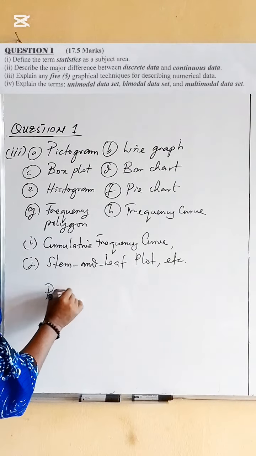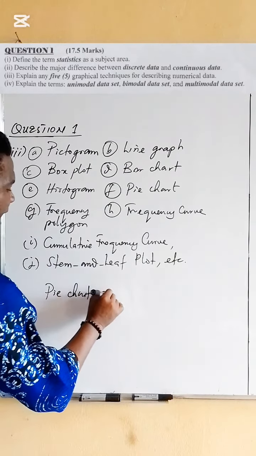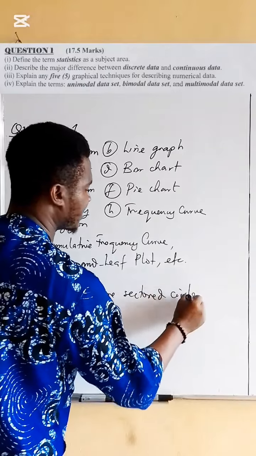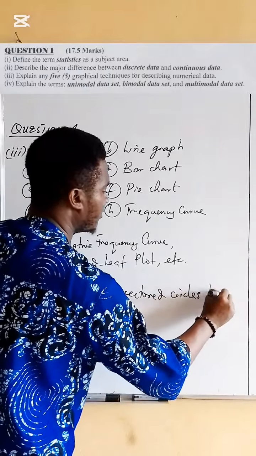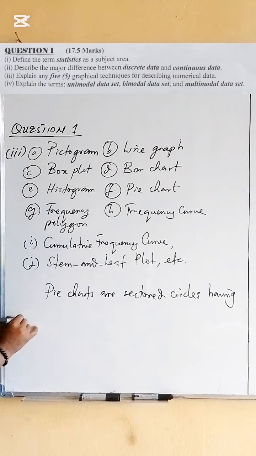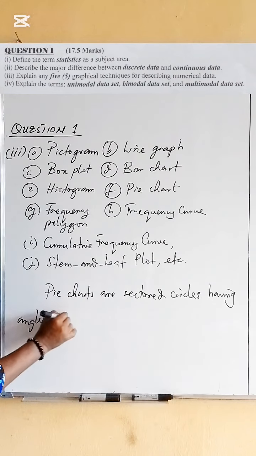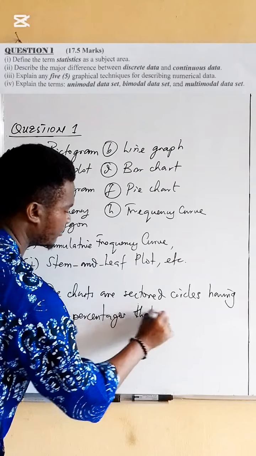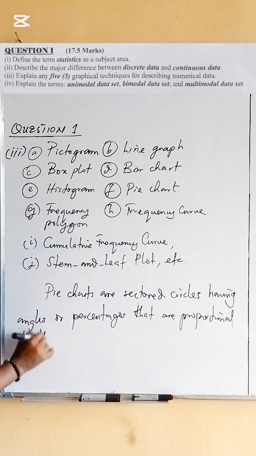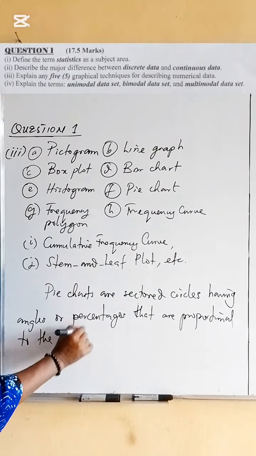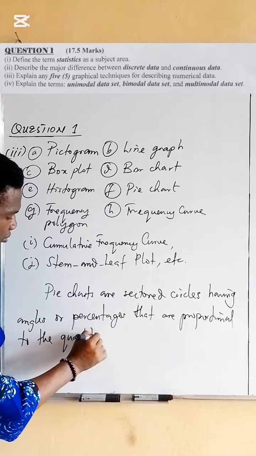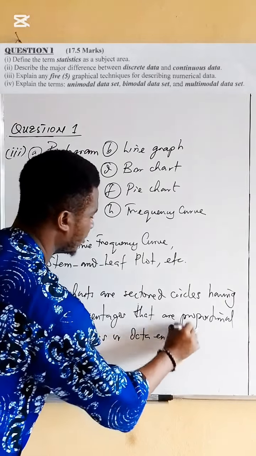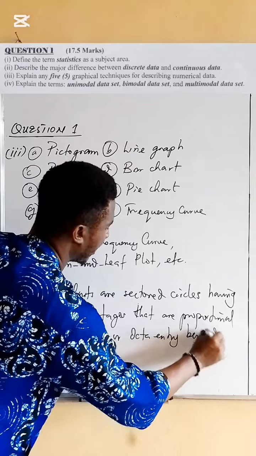Pie charts are sectored circles. Pie charts are sectored circles having angles or percentages that are proportional to the quantity or data entry being described.